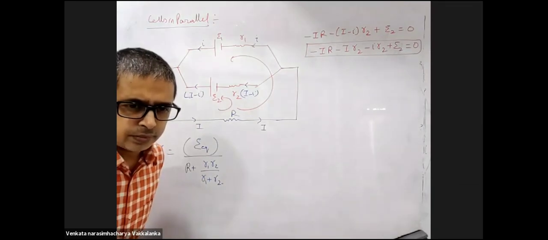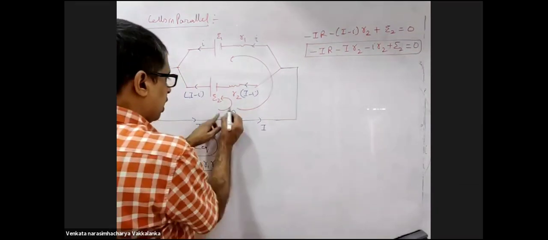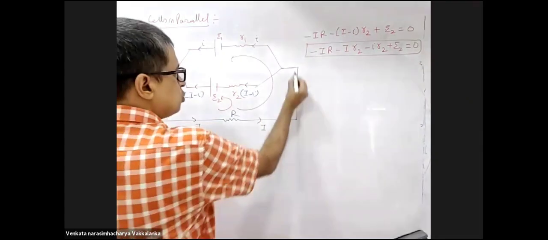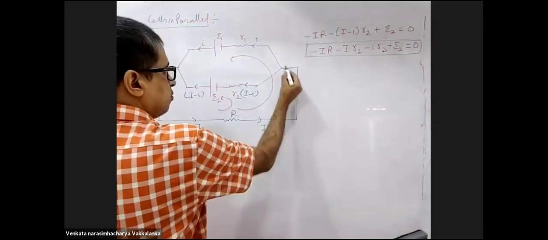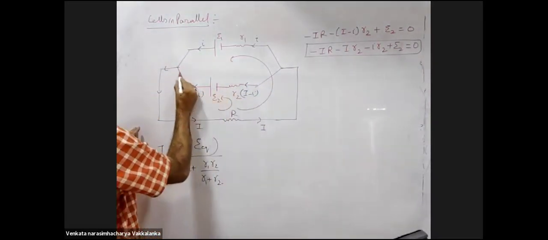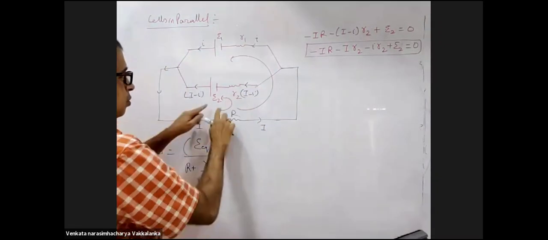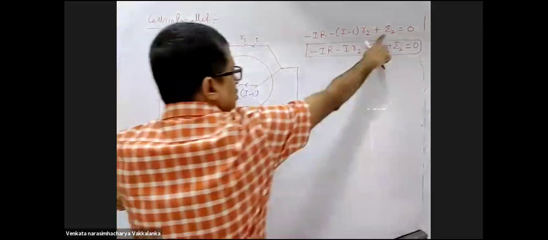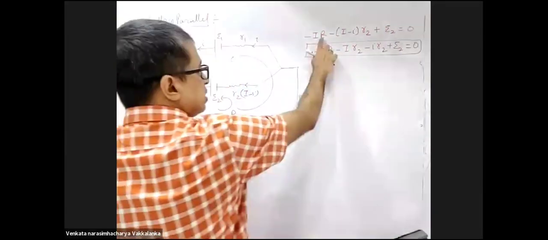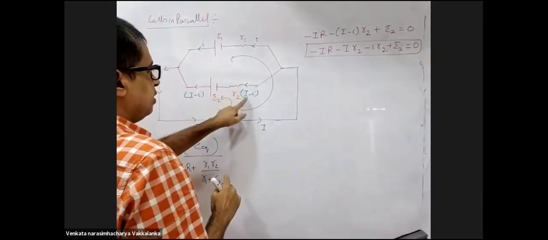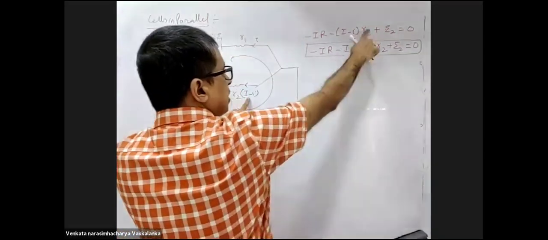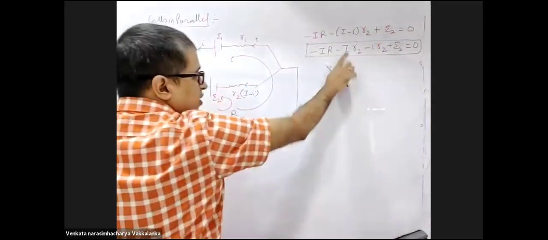So which two loops? Can you number? First, I took the lower loop with the resistance capital R. Okay, sir. So you are touching the negative terminal first, plus E2. In the direction of current minus IR, minus I into R. I simplified this here, that's all.